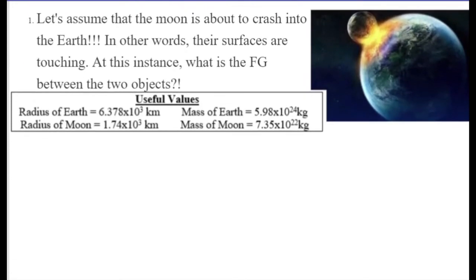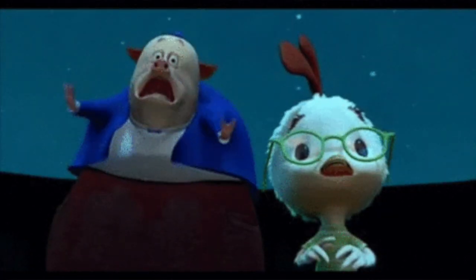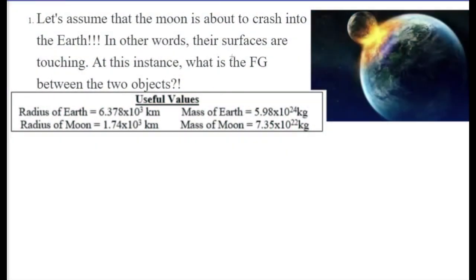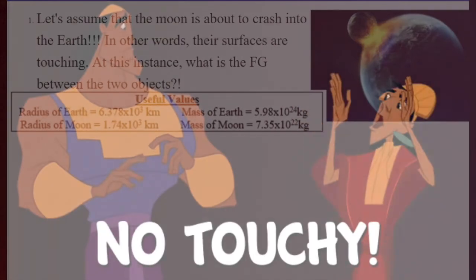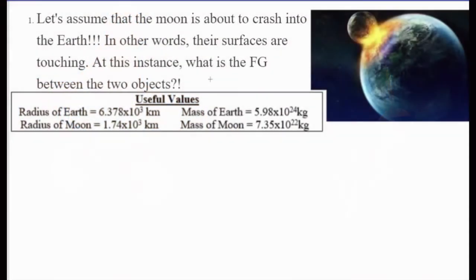All right, let's take a look at our last problem. It says, let's assume that the moon is about to crash into the Earth. Oh no, right? Run, hurry up, grab your phone, all the things that are valuable to you. In other words, their surfaces are touching. Ooh, interesting. At this instant, what is the force of gravity between the two objects? Well, we're going to need to do some math to figure that out and also label some variables.